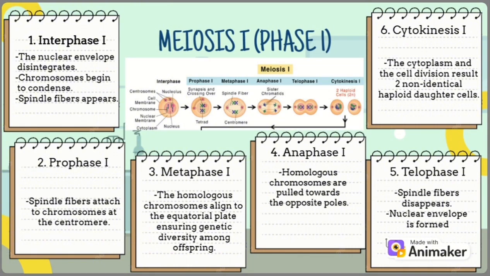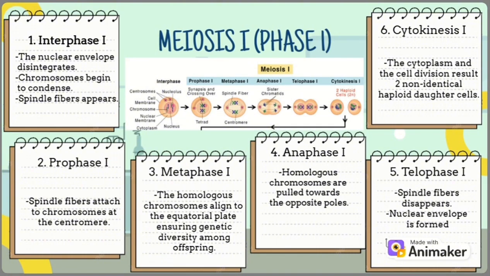Prophase 1, spindle fibers attach to chromosomes at the centromere. Metaphase 1, the homologous chromosomes align at the equatorial plate, ensuring genetic diversity among offspring. Anaphase 1, homologous chromosomes are pulled towards the opposite poles.